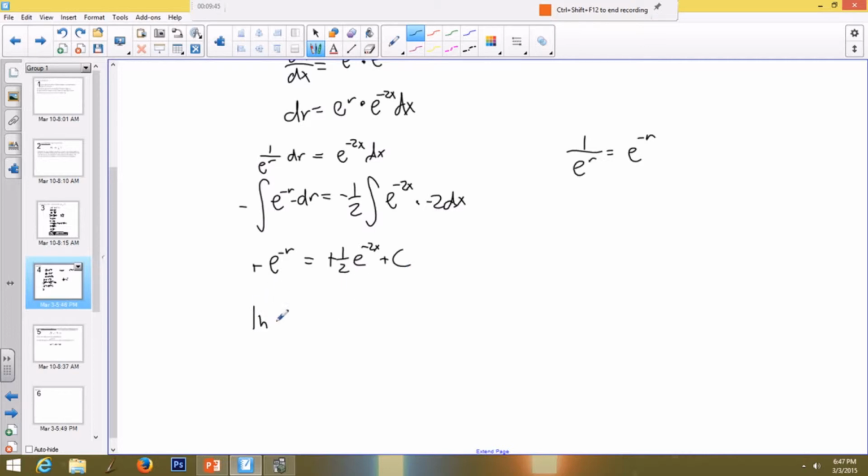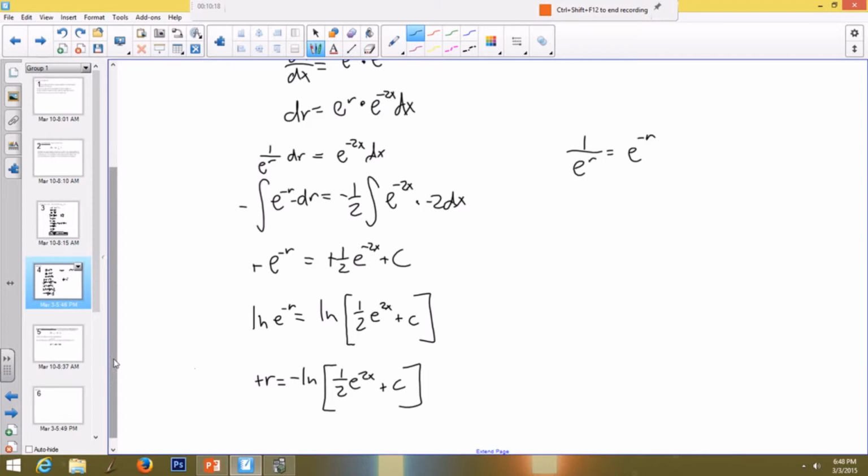So I've got the ln of e to the negative r equals the ln of 1/2 e to the 2x plus some constant c. And then I'm going to bring down my negative r, and I got negative r equals, remember, ln e cancels. And so I have the ln of 1/2 e to the 2x plus some constant c, whatever that is, and then we'll change that to a positive, that to a negative, and there's my function.